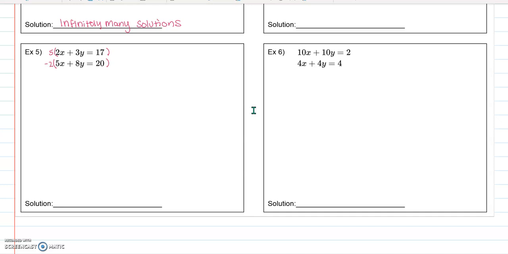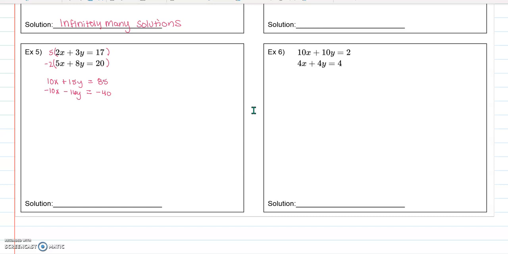So 5 times 2x, that's 10x. 5 times 3y, that's 15y. 5 times 17, that's going to give me 85. So that's for the first equation: 10x plus 15y equals 85. Now multiply your second one. Negative 2 times 5x is negative 10x. Negative 2 times 8y is negative 16y. And then negative 2 times that 20, that's going to give me negative 40.